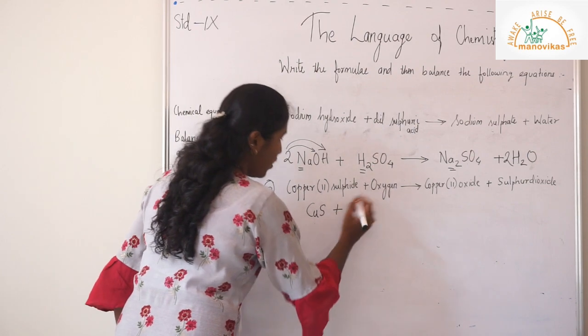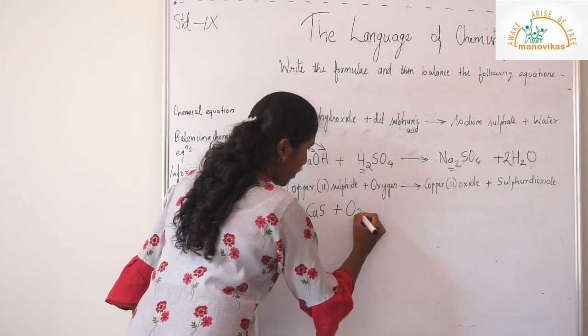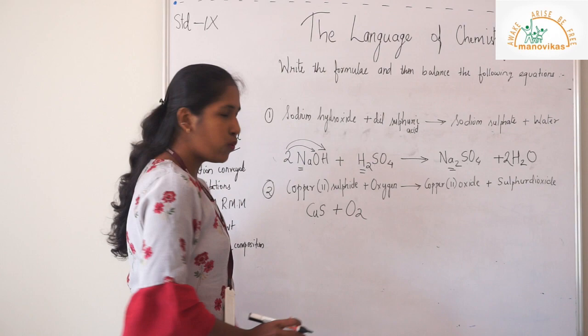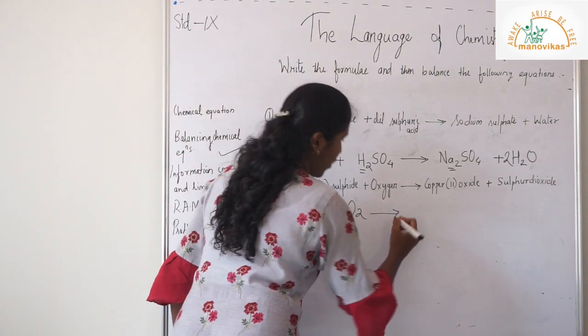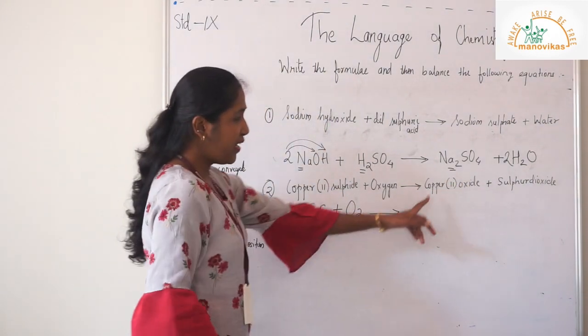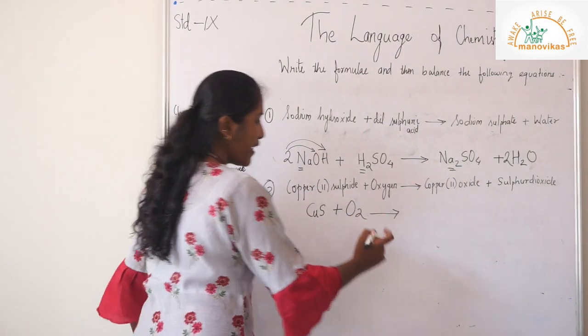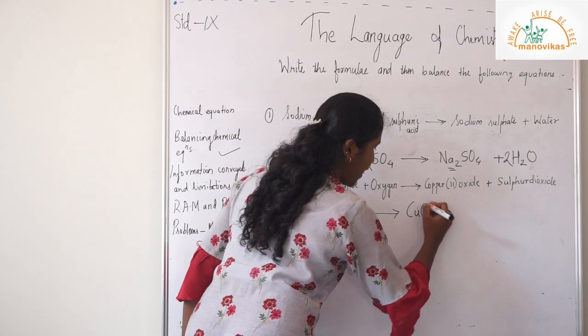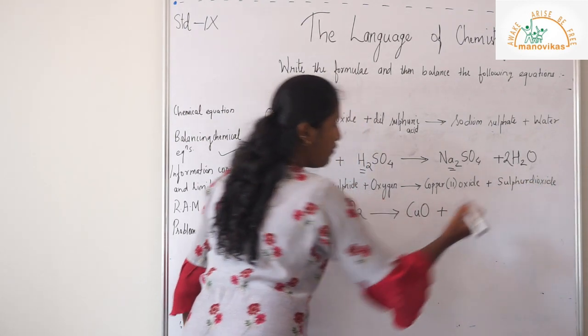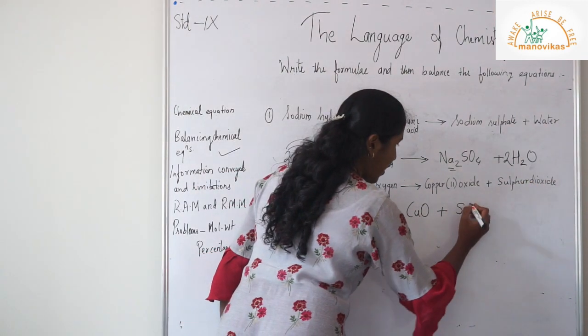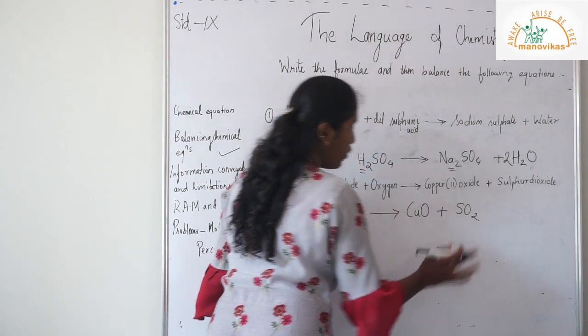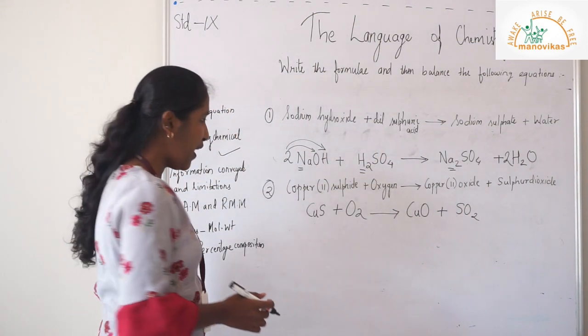Combining with oxygen. Oxygen is a gas, a diatomic molecule. We will write it as O2. What will you get? Copper oxide. Again copper valency is 2 and oxygen is also 2, that is oxide. So it will get cancelled and you are going to remain with CuO plus sulfur dioxide. Sulfur and oxygen 2. So SO2. So now we will start balancing.